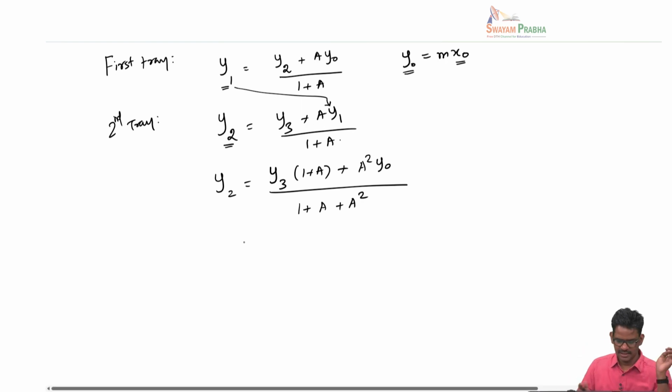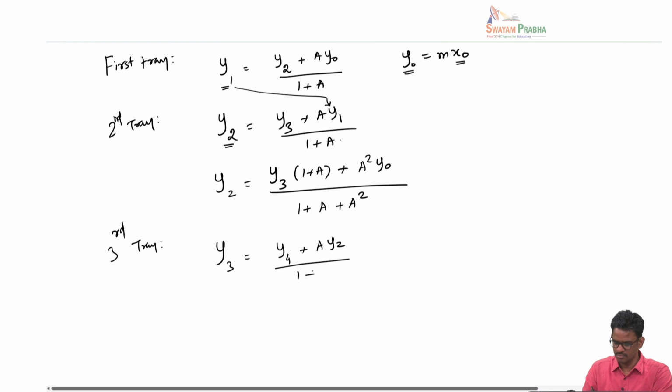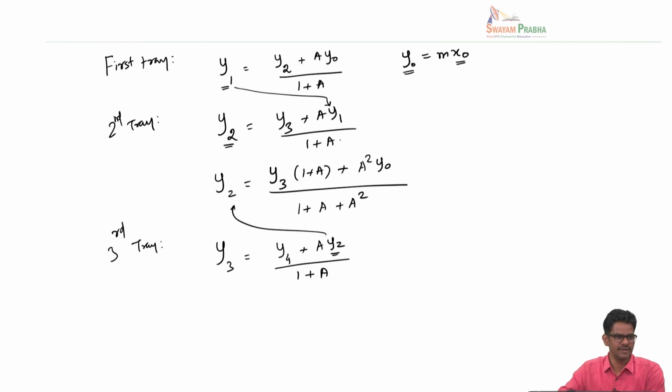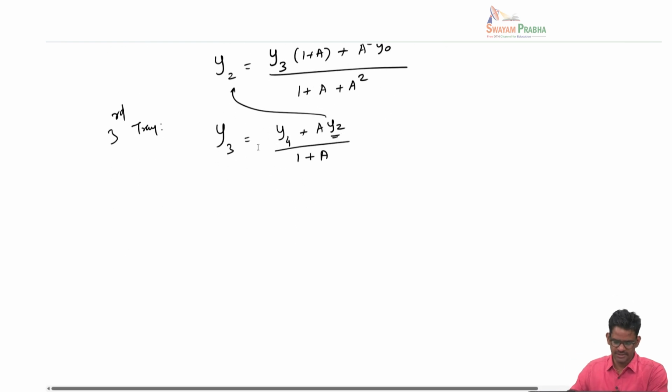And then suppose I do it for the third tray. So Y3 will be Y4 plus A times Y2 by 1 plus A from the recursive relation. But now I already know what is Y2 in terms of Y3 and Y0. So I can now substitute that and I can start building this recursive relation subsequently. And if I continue to do this, I can write YNP. I'll give the final result.